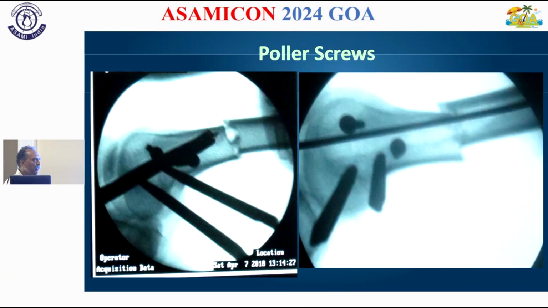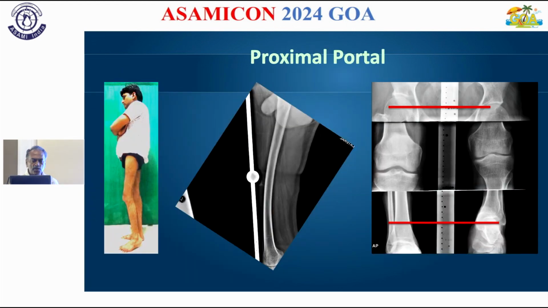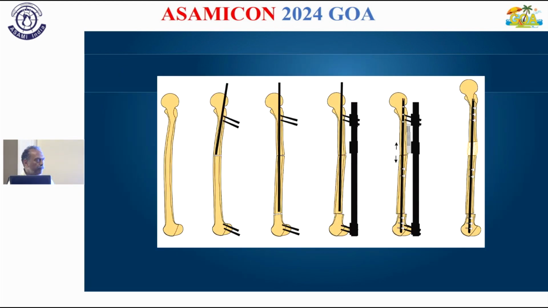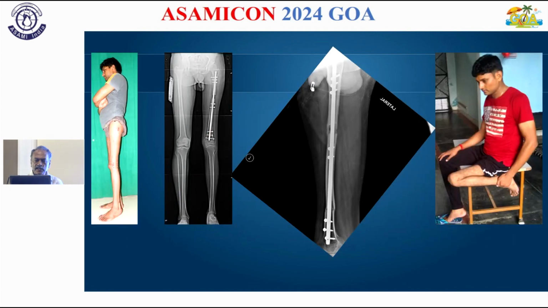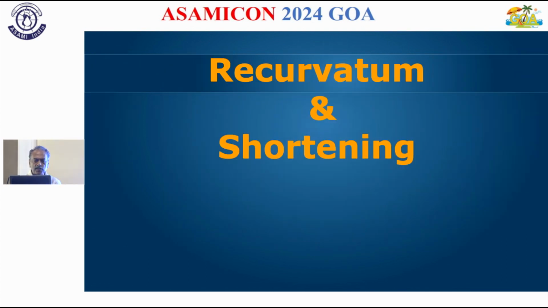This is how we do it. This is the polar screw over here, and the posterior translation is achieved, which is crucial in allowing him to walk better. This is when we use the proximal portal. This is how we achieve the correction at both the levels and achieve lengthening in another patient with polio.